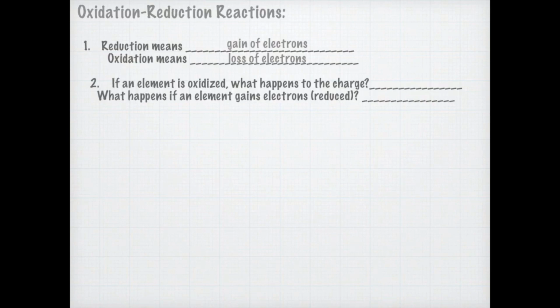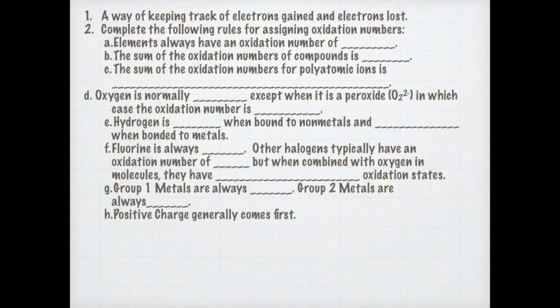So if you think about it, if an element is oxidized, that means it loses electrons, so its charge is going to become more positive. If an element is reduced because it's gaining electrons, it's going to become more negatively charged. So in order to understand what's being oxidized and what's reduced, in order to understand charge, we need to talk about oxidation numbers. Okay? And so oxidation numbers are simply a way of keeping track of electrons that are gained or lost. So here are some basic rules.